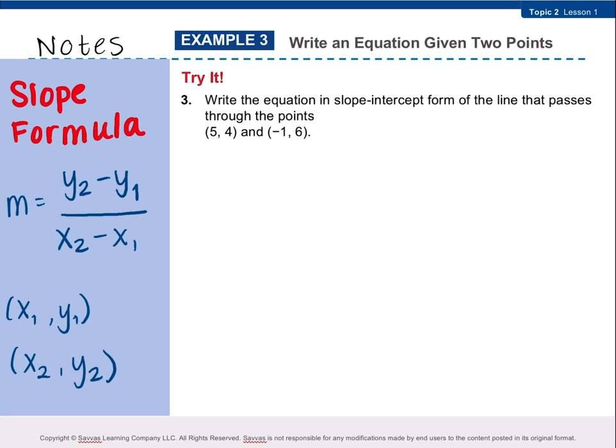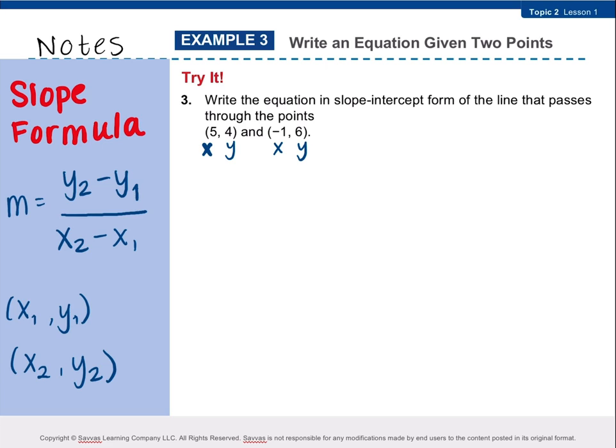M equals y2 minus y1 over x2 minus x1. What are x1, x2, y1, y2? Those are the numbers from 2 points. So if you see the example down at the bottom, in our problem we have 2 points. We have (5, 4) and (-1, 6). Every point is an x and a y value, so I just have 2 x and y values.